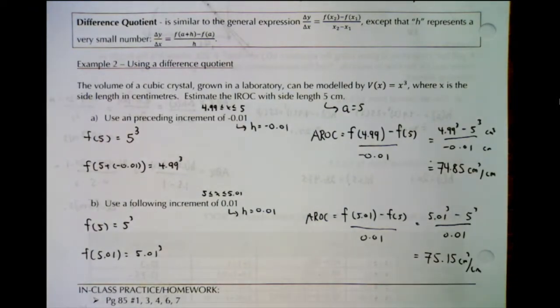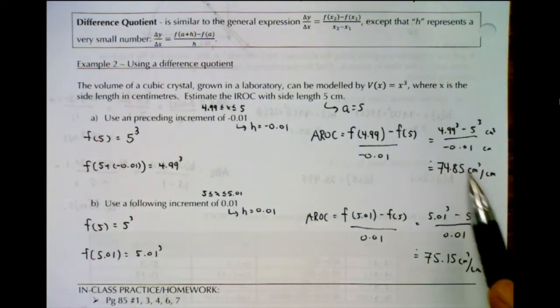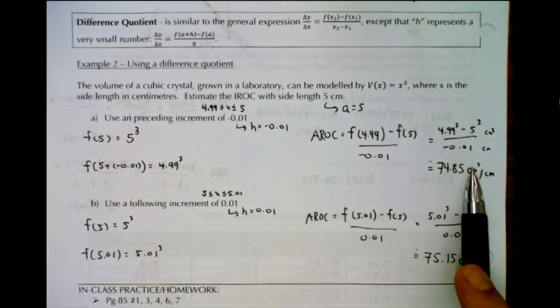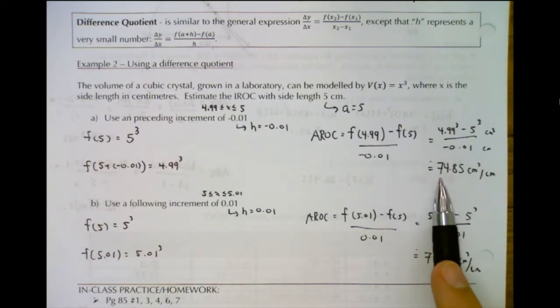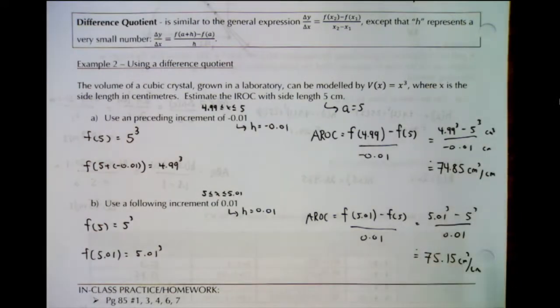So what you can see here, approximately equal to, is that from the left side, or preceding, we have a slope of our secant that is 74.85. So we can say our average rate of change before 5 was 74.85. Our average rate of change after 5 was 75.15. And I think you can see where this might level out to, or balance out to, or average out to if we were to add them and divide by 2. And that's what we'll do to estimate our IROC.